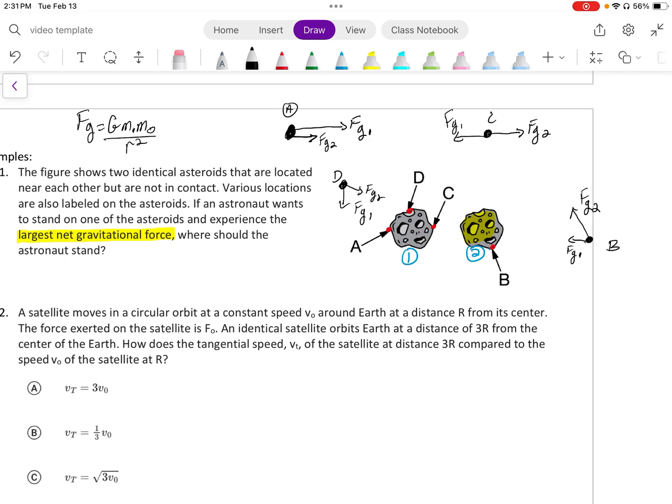And they want to know the largest net force. These two are working against one another. These I have to add vectorially. These I have to add vectorially, and hope you see that A is the largest because they're both in the exact same direction, so they get added directly to one another, and A is the correct answer.